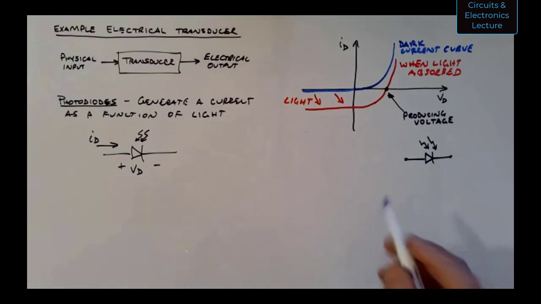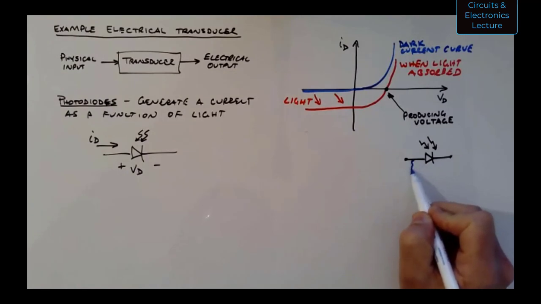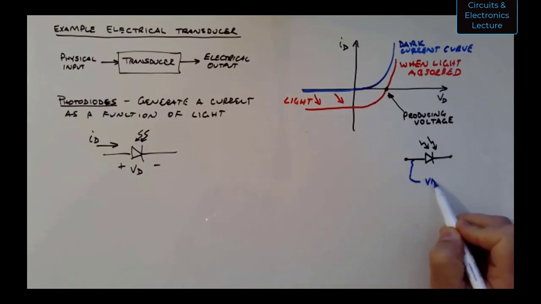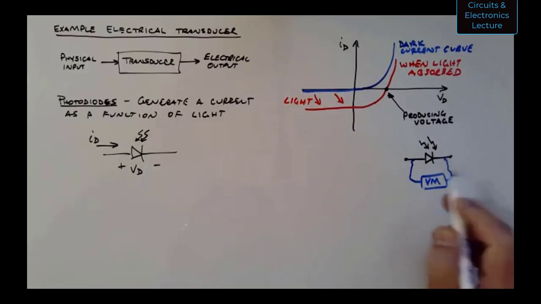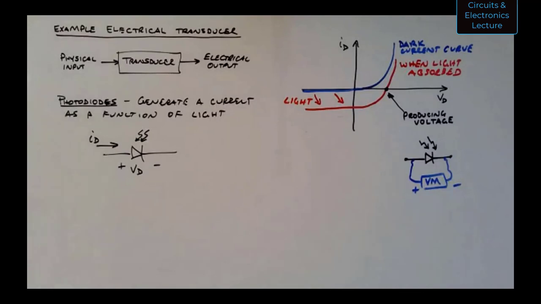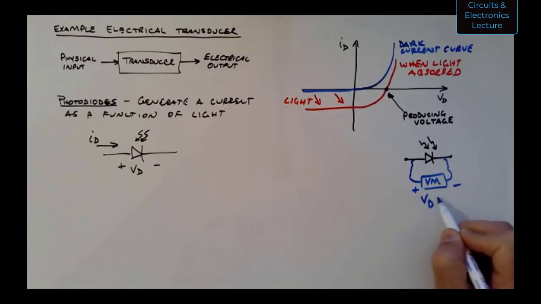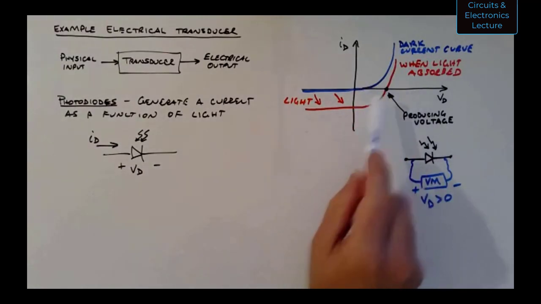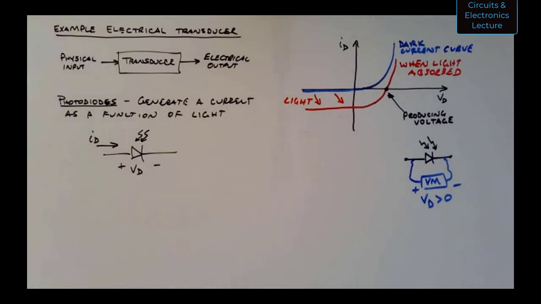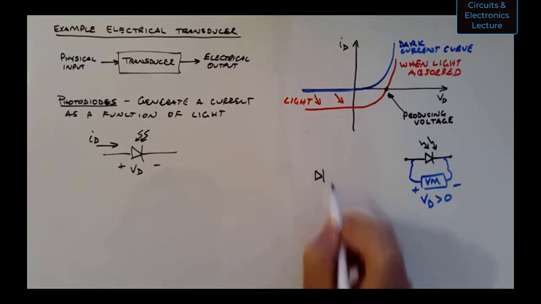And so if I were to take a voltmeter and connect it to this diode, maybe with this polarity, I would measure the diode voltage greater than zero. So expose light, I get a positive voltage that matches this plot right here. So that's one way you could sense light impinging on this diode: you get a shift in this curve and that voltage shifts a little bit.